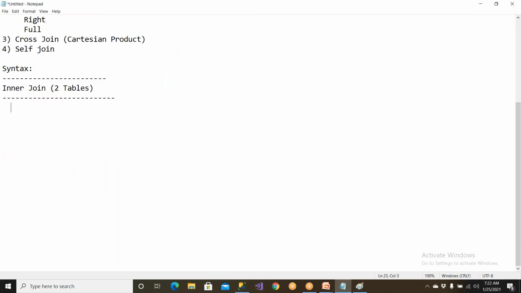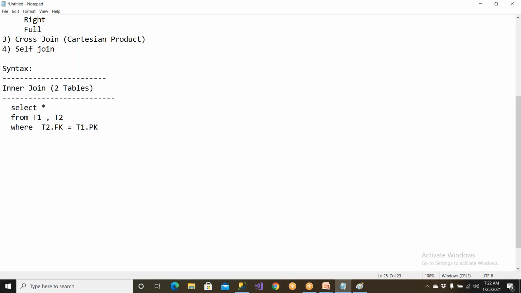So joining two tables: select star from table 1 comma table 2 where table 1 dot primary key is equivalent to table 2 dot foreign key. So I wanted to join these two tables with the help of a primary key and foreign key. Okay. So you may say, sir, can I reverse this? A equals to B. Can we say B equals to A?